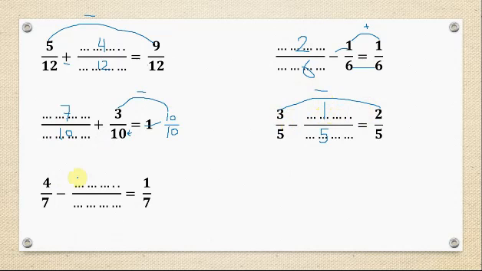4 over 7 minus what equals 1 over 7? The first thing, the denominator, 7, the same. Then 4 minus what equals 1? Far away means minus, 4 minus 1 equals 3. Check the answer. 4 minus 3 equals what? 1. That's right.